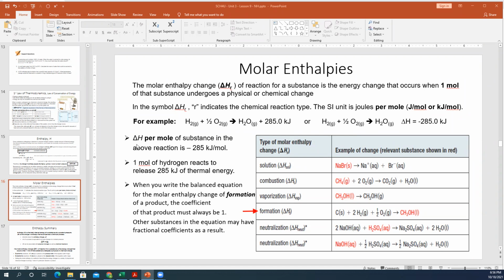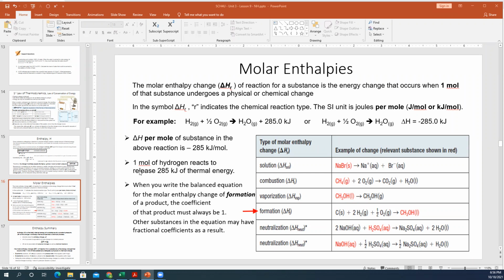So here, the delta H per mole of a substance in this reaction is minus 285 kilojoules per mole. It's minus because heat is being produced, because this is an exothermic reaction. So make sure you put in the minus.